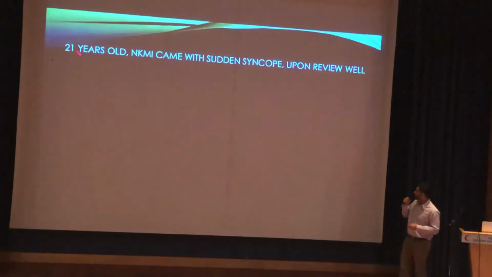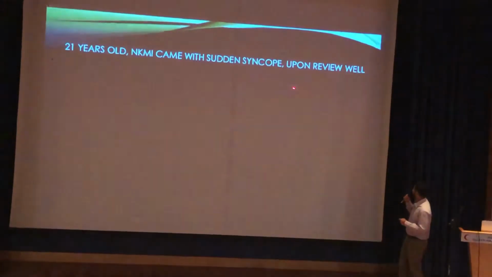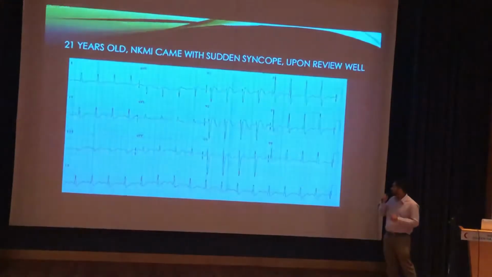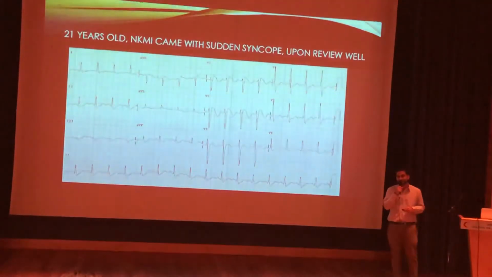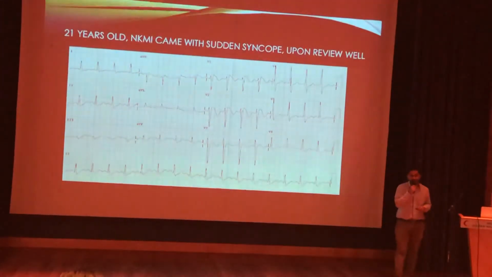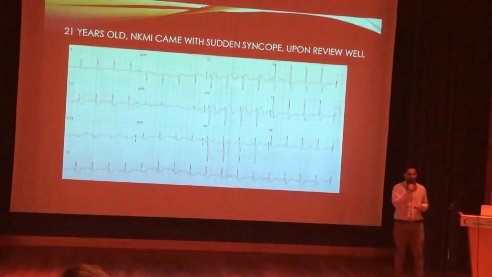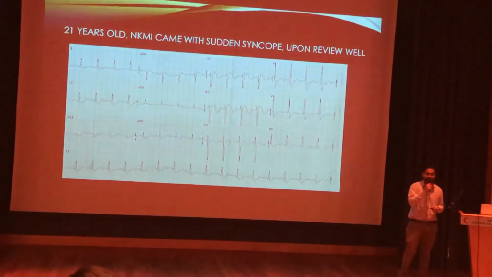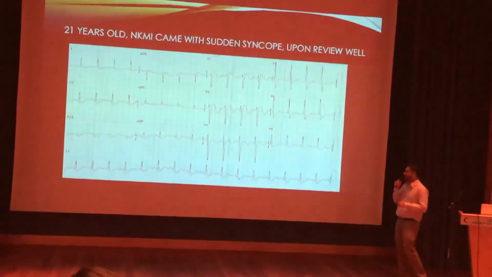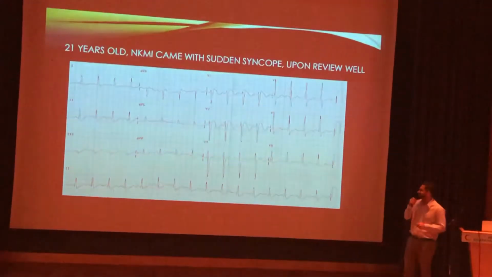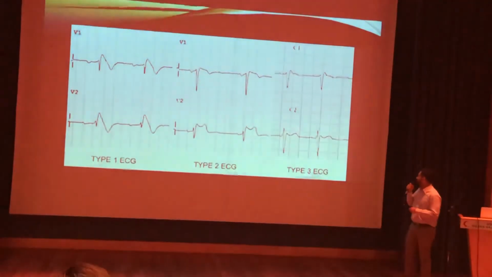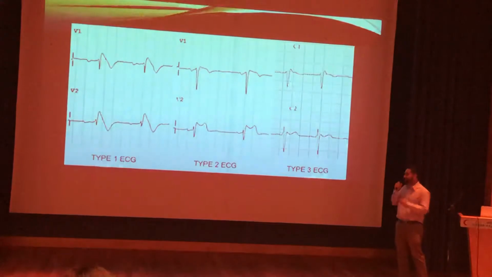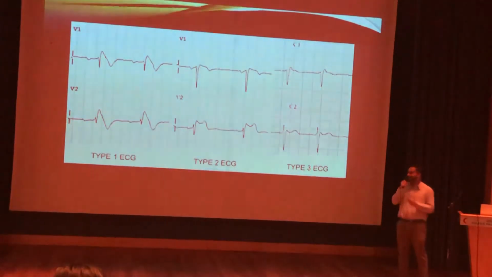Another ECG: 21 years old, no known medical illness, came in with syncope. What is this? Have a look at the ECG. Anything abnormal here? I just spoke about this, come on. The inversion. Brugada. Type 1, Type 2, Type 3. If I go in depth, I don't think I'll finish my lecture today. So you go back and read about Brugada so you know where to refer.